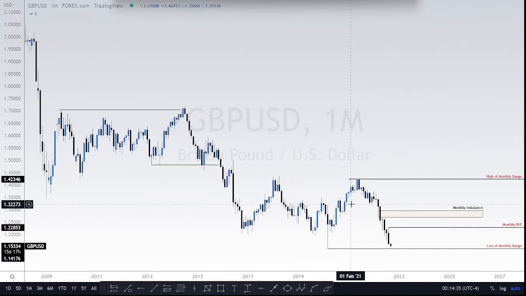I'm a Forex trader specialized in trading pound dollar during the London Open, and I'm going to be going over my analysis for the trading session today.